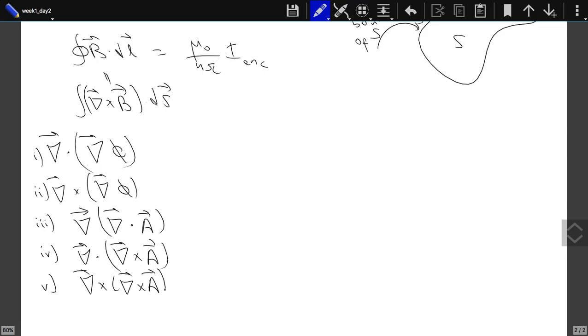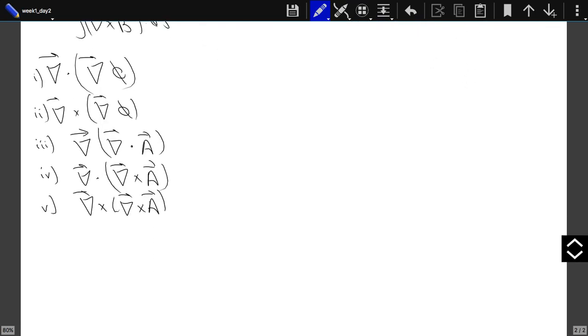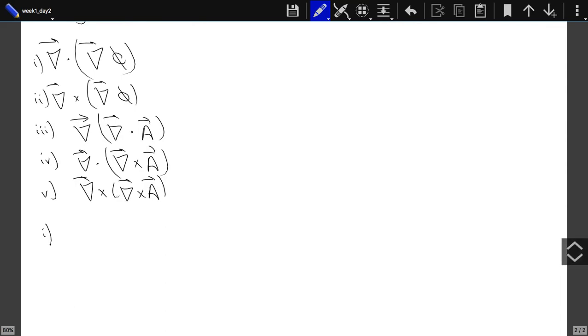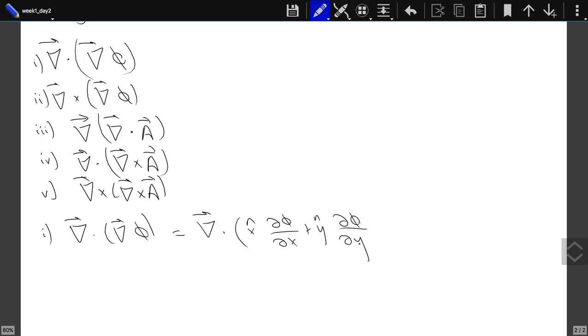Now, let's look at the first one. It is the divergence of the gradient of phi. We had already defined the gradient of phi. This is the divergence of, in the x direction, del phi by del x, in the y direction, del phi by del y, in the z direction, del phi by del z. This is a vector field.